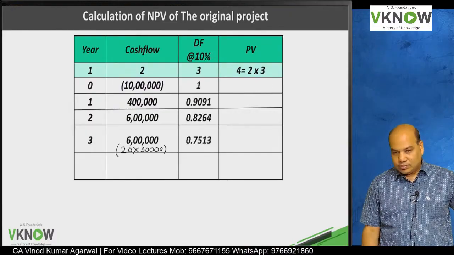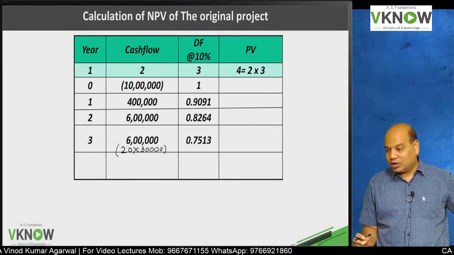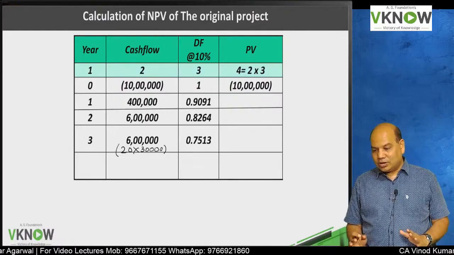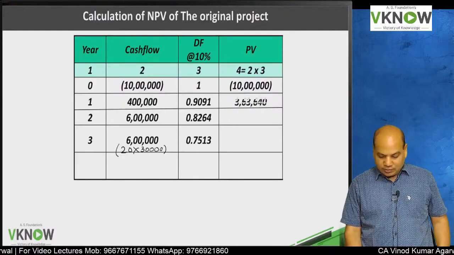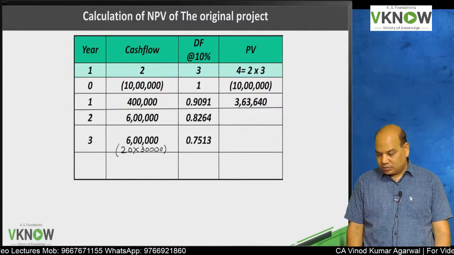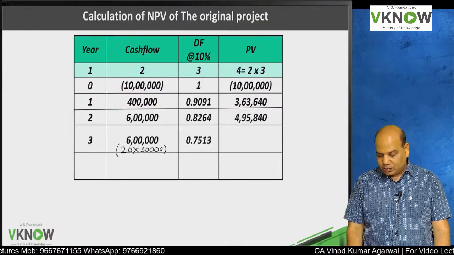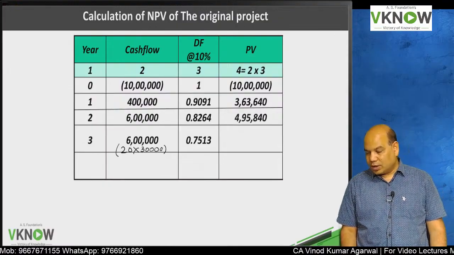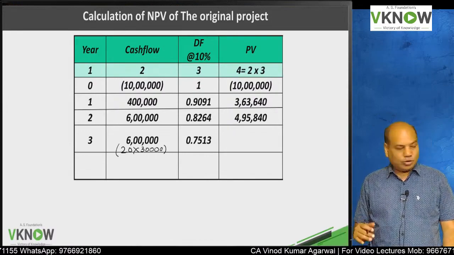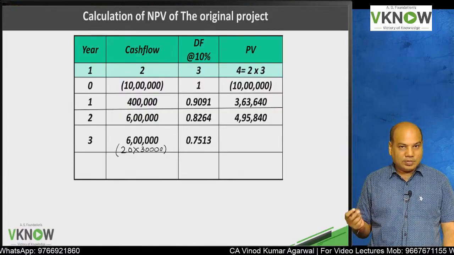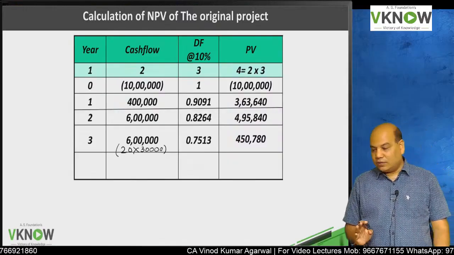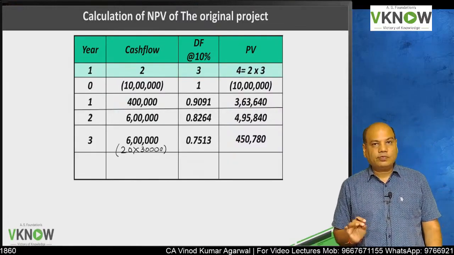Please apply the 10% factor, or you can write directly in the last column if you want. Directly in the last column, 10 lakh, 4 lakh divided by 1.10, 363,640, 6 lakh divided by 1.10 two times, approximately, because I am writing in 4 digits, you may be doing it directly. Answer can be different by a few rupees. 495,840, then 450,780, 450,780.